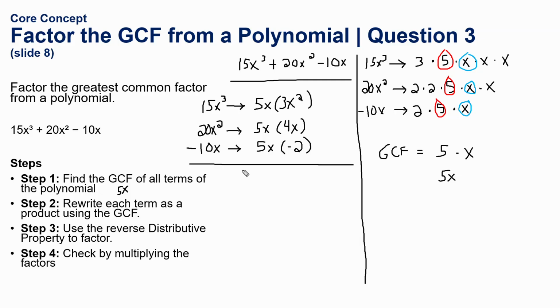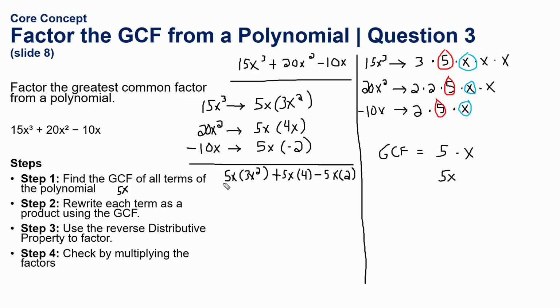From here then, I can write each of these 3 different terms. So this is a little interesting as a distributive property because there are 3 terms here. So we have 5x times 3x squared, 5x times 4x, and then we have a minus 5x times 2.